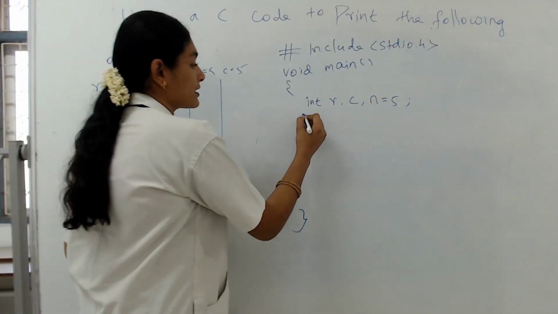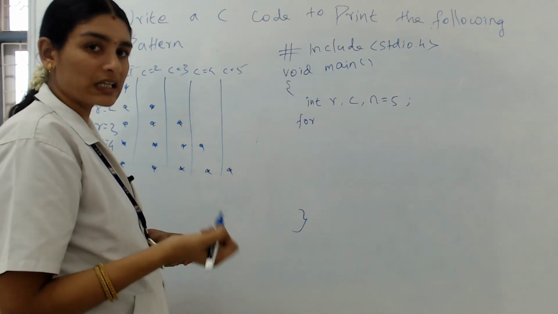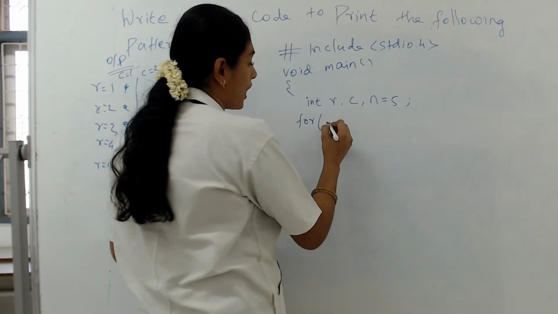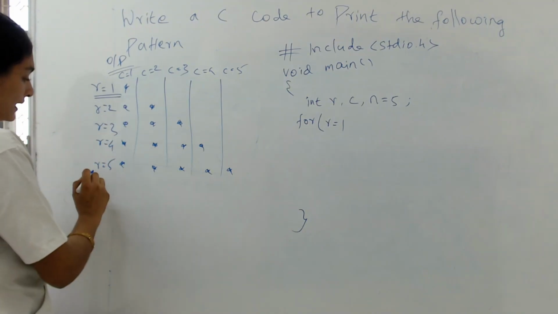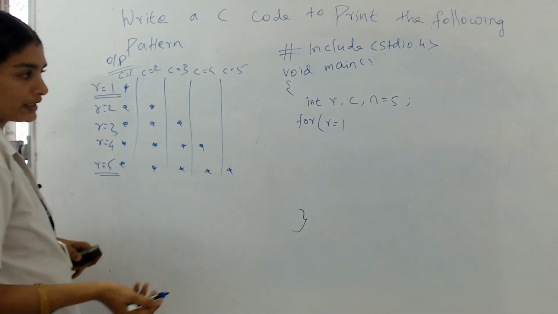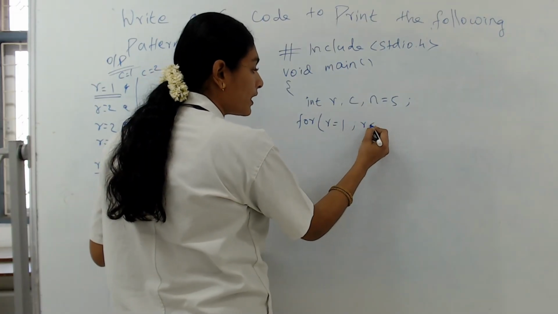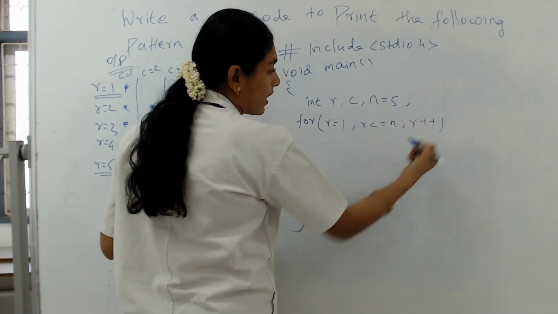Then the next step, start the for loop. First write the outer for loop for rows and the inner for loop for columns. First step, initialization: r value equal to 1. What is the starting point of r? It will be equal to 1, ending value 5, which is equal to n. So initialization part r equal to 1. Condition part r less than or equal to n, and last one is the incremental part, that is r plus plus.